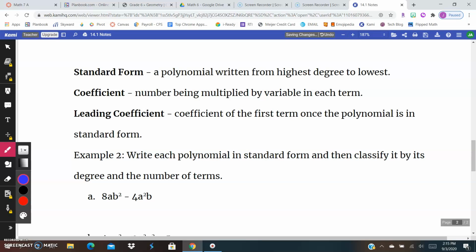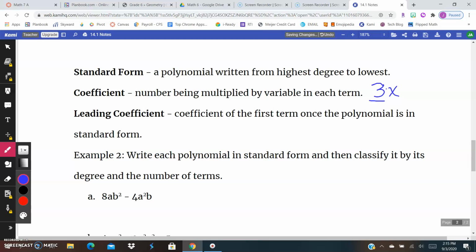Standard form is a polynomial written from highest degree to lowest degree. So once you find the degree of each term, you can rearrange it and write it from the highest to the lowest. And then a coefficient is a number being multiplied by a variable in each term. So if we have 3x, 3 is our coefficient. It's that number being multiplied by the variable.